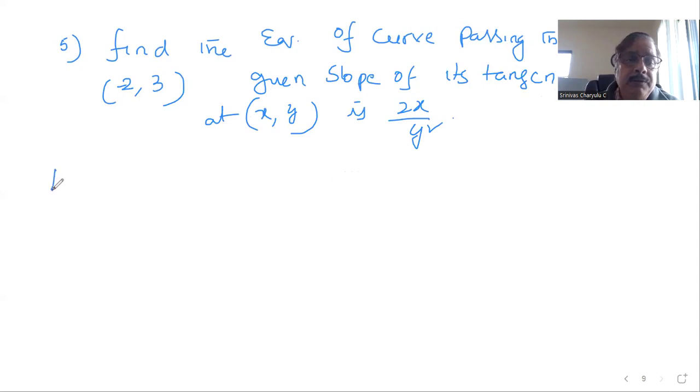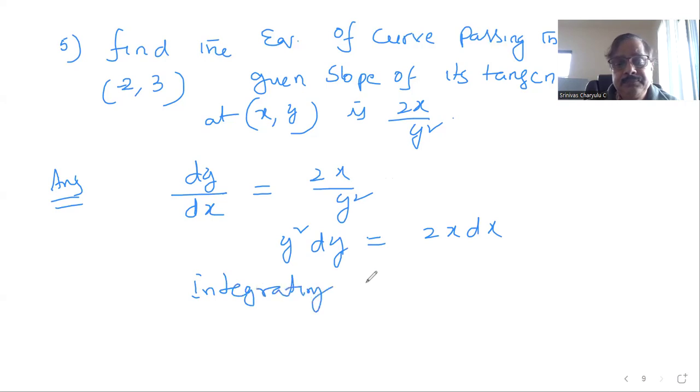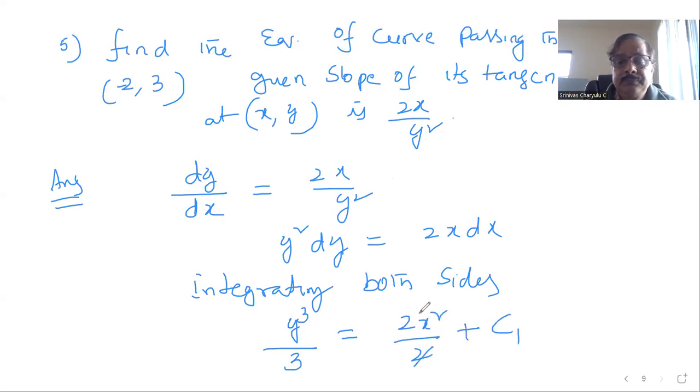Generally we know slope of the tangent means dy by dx. So dy by dx they have given as 2x by y square. So you separate variables: y square dy is equal to 2x dx. Now integrate both sides. Very simple sums, don't worry, easily you can practice. Integration of y square is y cube by 3. So y cube by 3 is equal to x square plus c1.